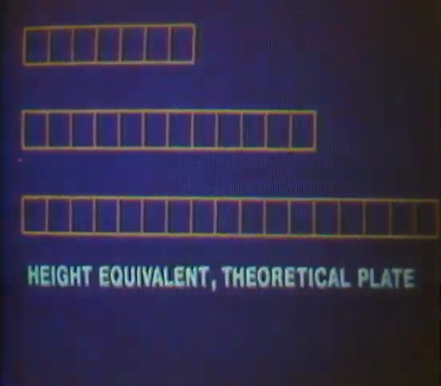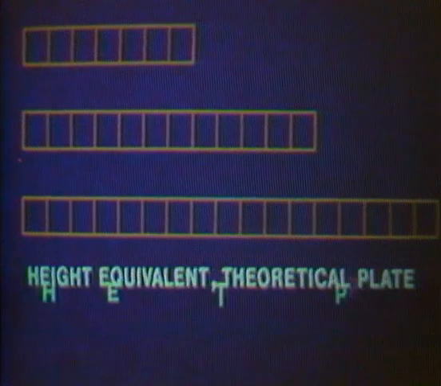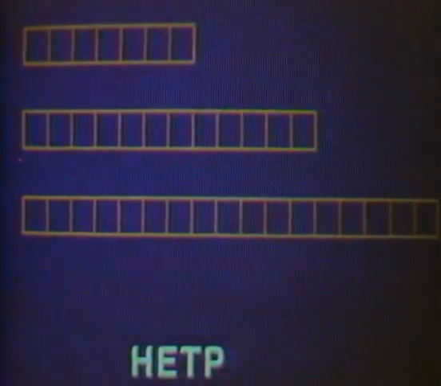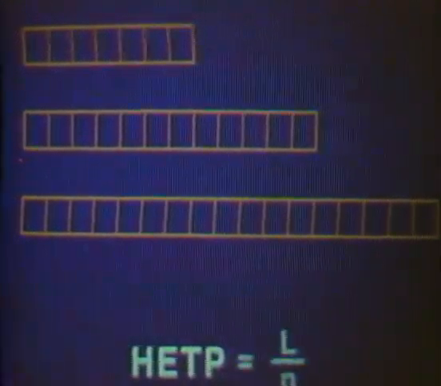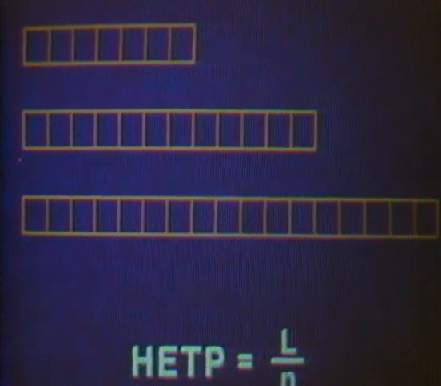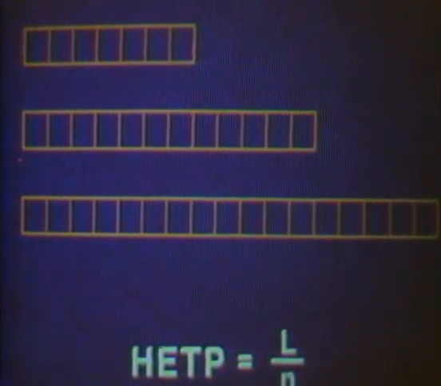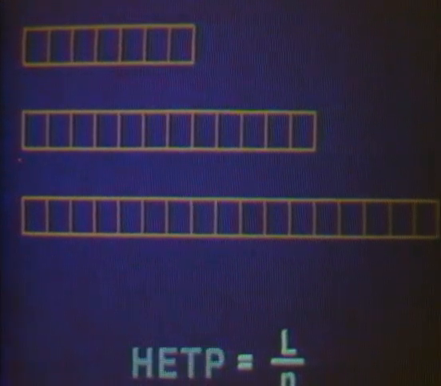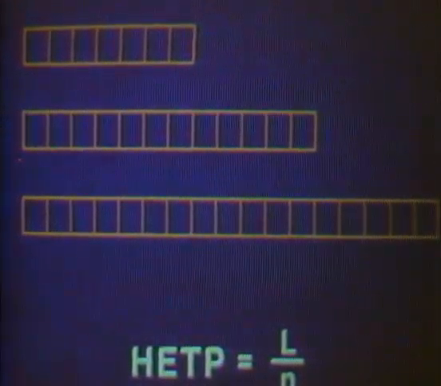Naturally, the number of theoretical plates depends on the length of the column. For comparison of the efficiencies of columns of different lengths, the height equivalent to one theoretical plate, HETP, is used. It is the length of the column divided by the number of plates. The HETP is that column length necessary for equilibrium to be established.